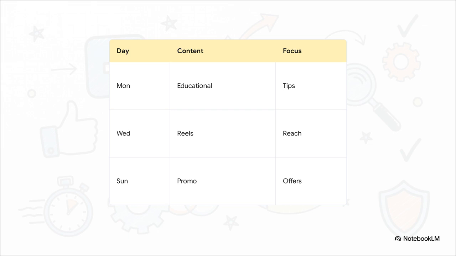But actually, scratch that. The more important thing is that you find the gaps. If they are literally dead silent on Fridays, well, guess what? That might just be your absolute prime window to jump in and stand out.